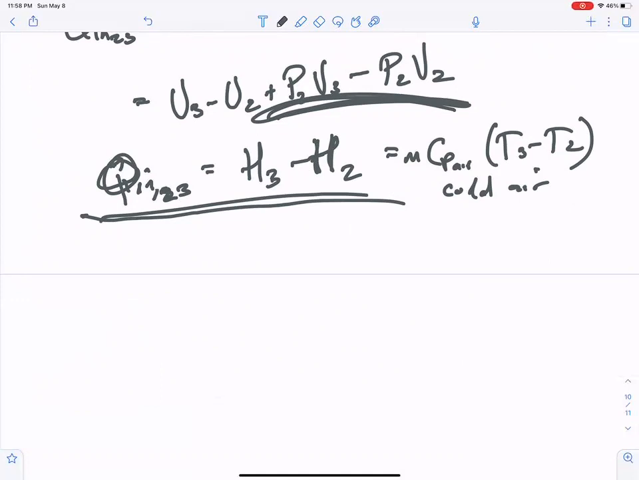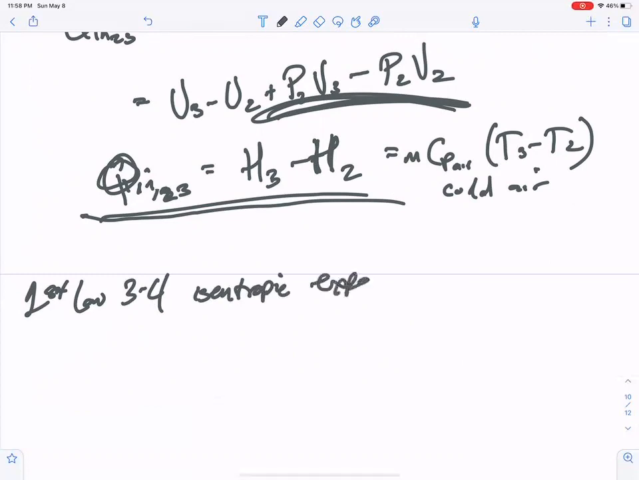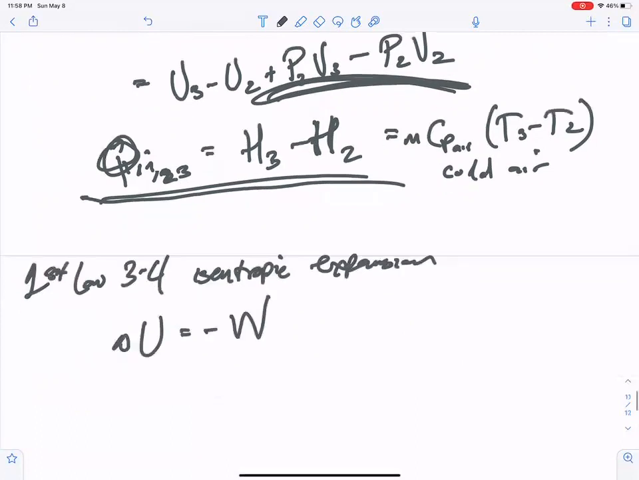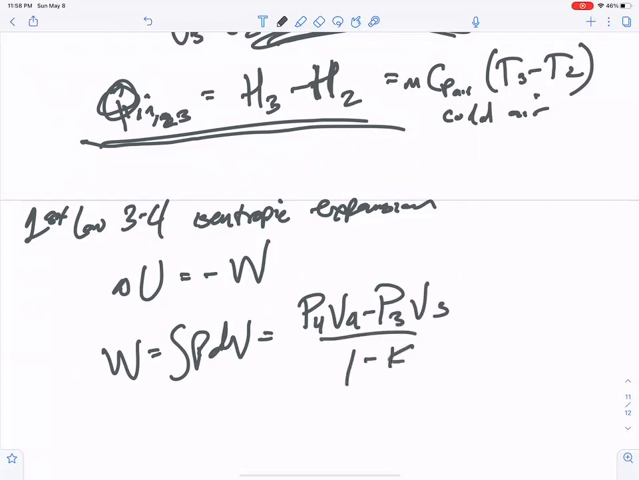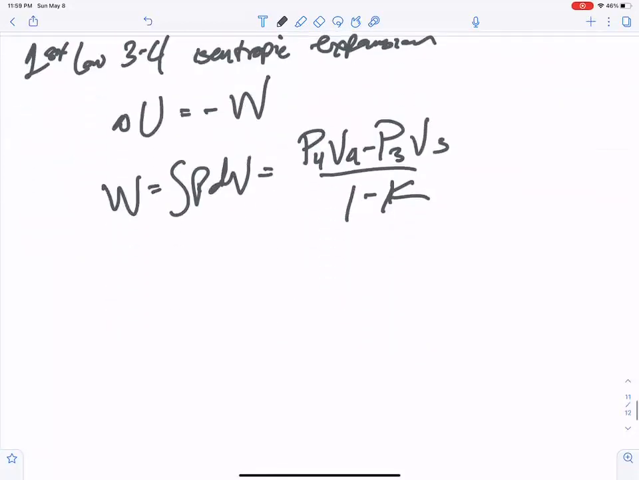Okay, let's go to the first law for the next stage, 3 to 4, isentropic expansion. So this would be delta U equals negative W, where for isentropic expansion it's P4V4 minus P3V3 over 1 minus k. That's the work term there. Since this is an expansion, delta V is greater than 0, so it's work out. So that means the work number you put in is less than 0.